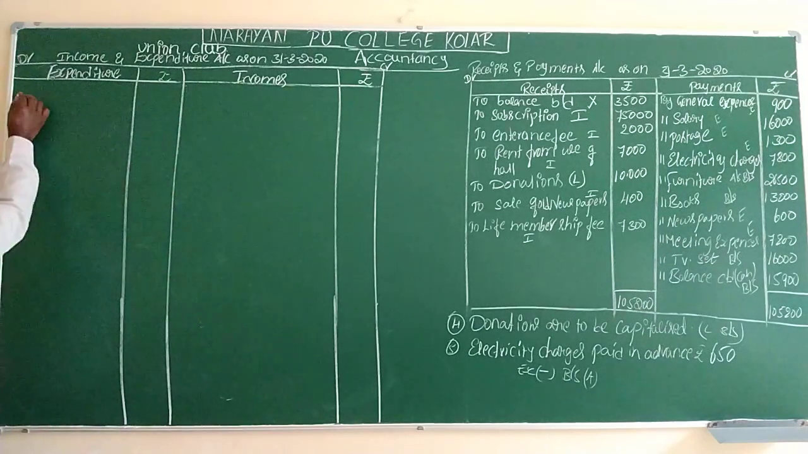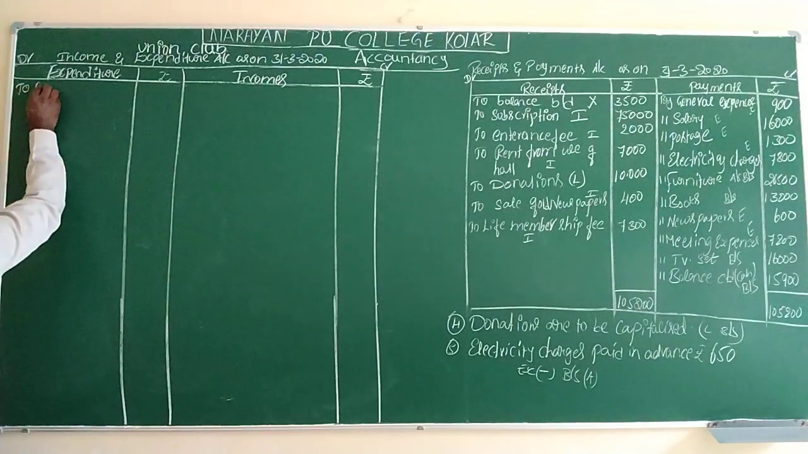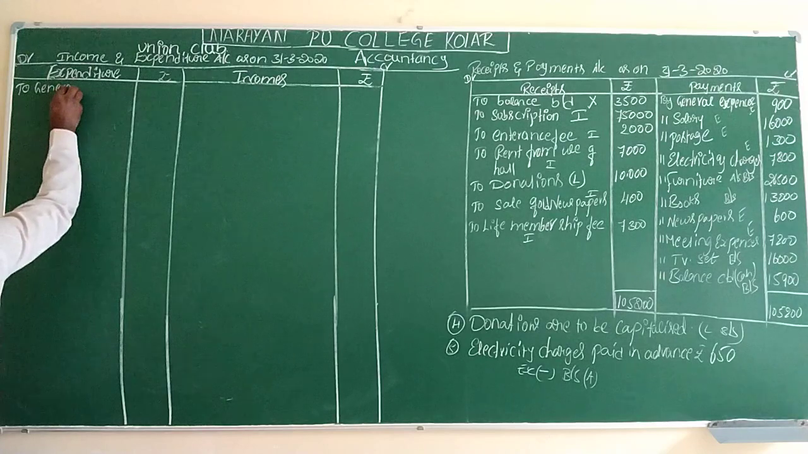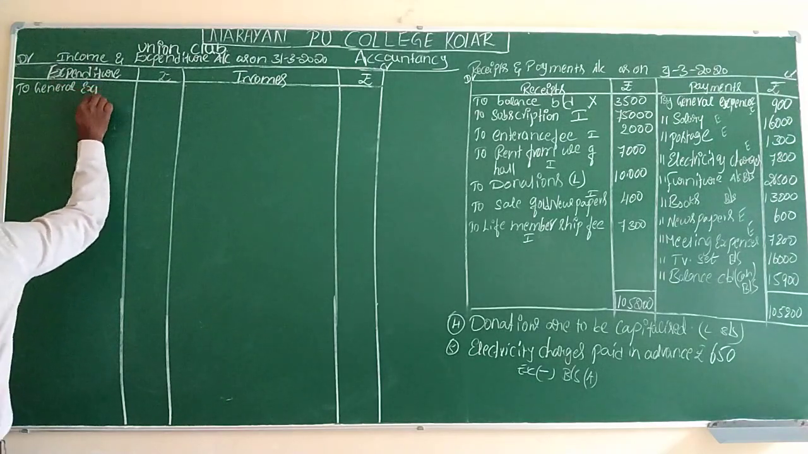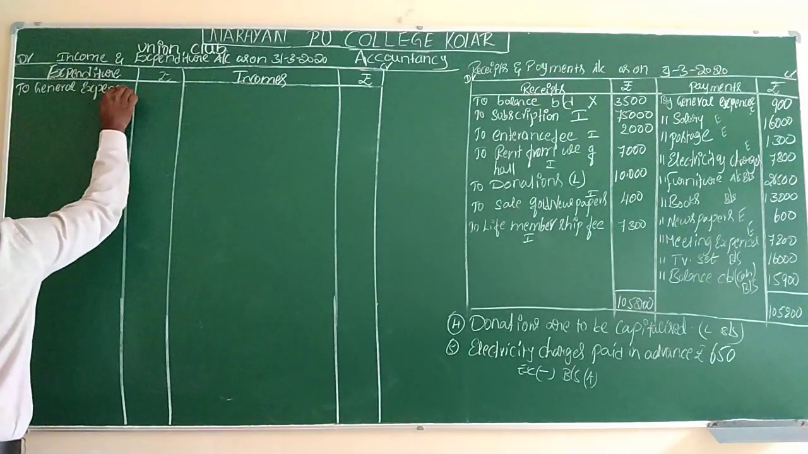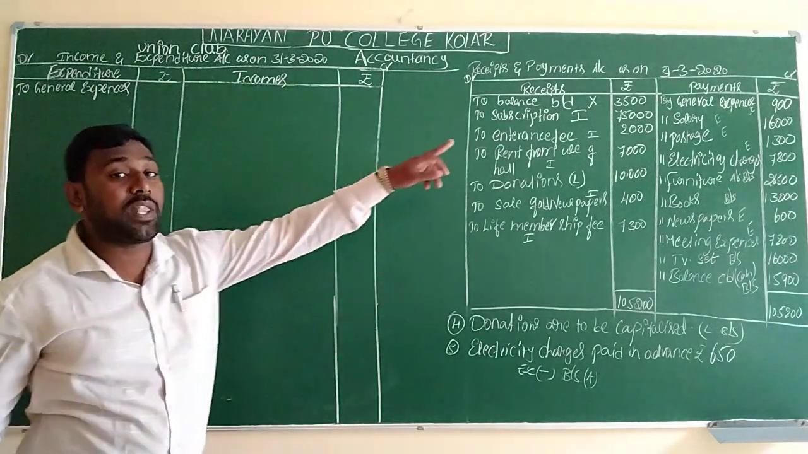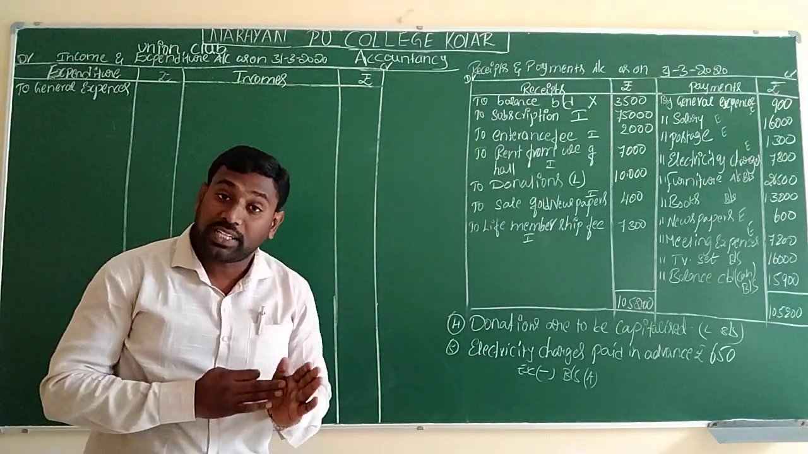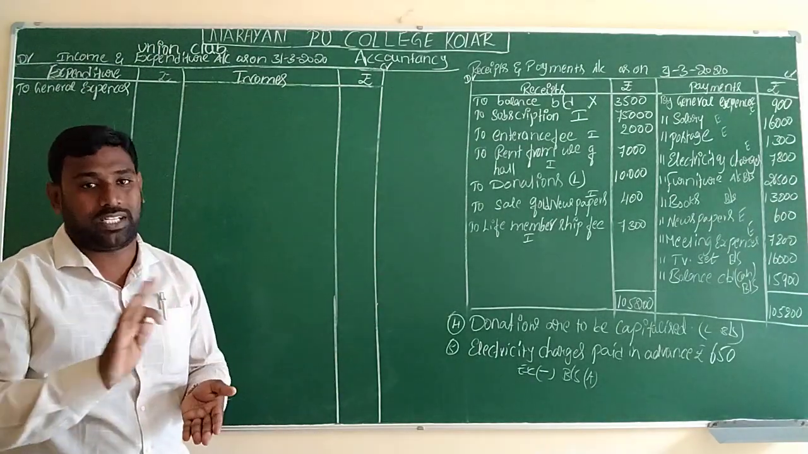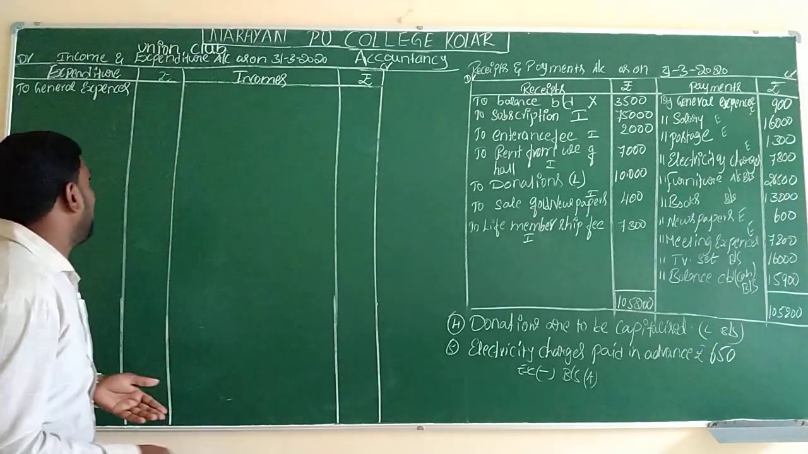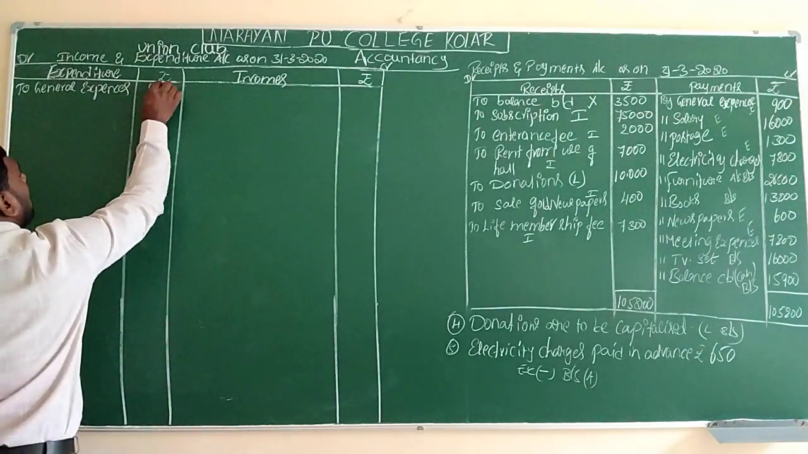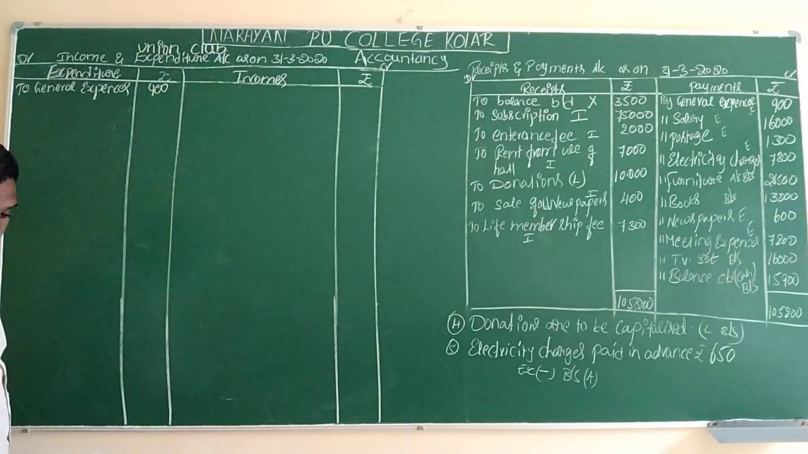Now we have to write "To general expenses." The value of general expenses is 900 rupees. For general expenses, there is no adjustment. So we should write directly 900 rupees as general expenses.